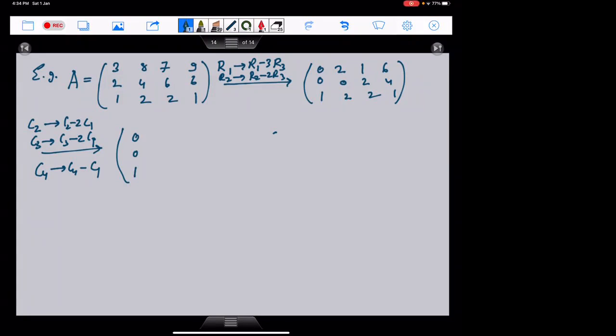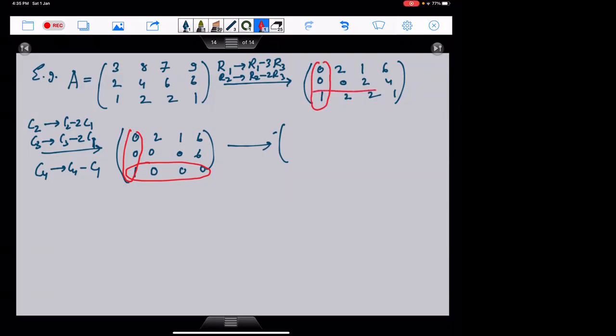I'm making this one 0 because of subtracting 2 times C1. So these are not going to change, and I'm converting this into 0. Then what I can do, I can drop this. And I could do it without doing this also, right? Yeah, because of the rule, I do not even have to come here. I can come directly from here: 2, 1, 6, 0, 2, 4.